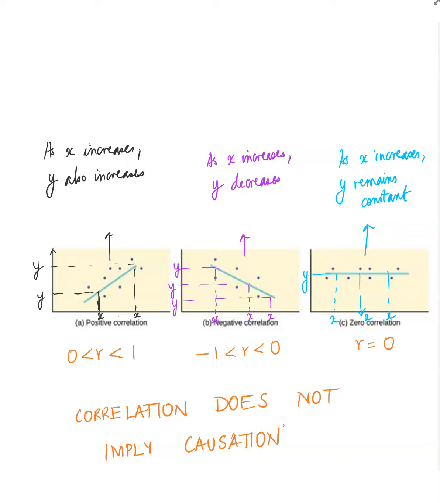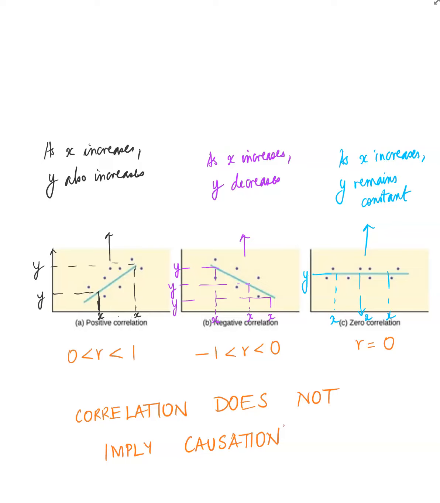What do I mean by that? Now, because you got a very strong correlation, let's say it was very close to 1, it does not mean that x caused y. Okay. So now let's say x and y. X was the number of hours of sunlight.